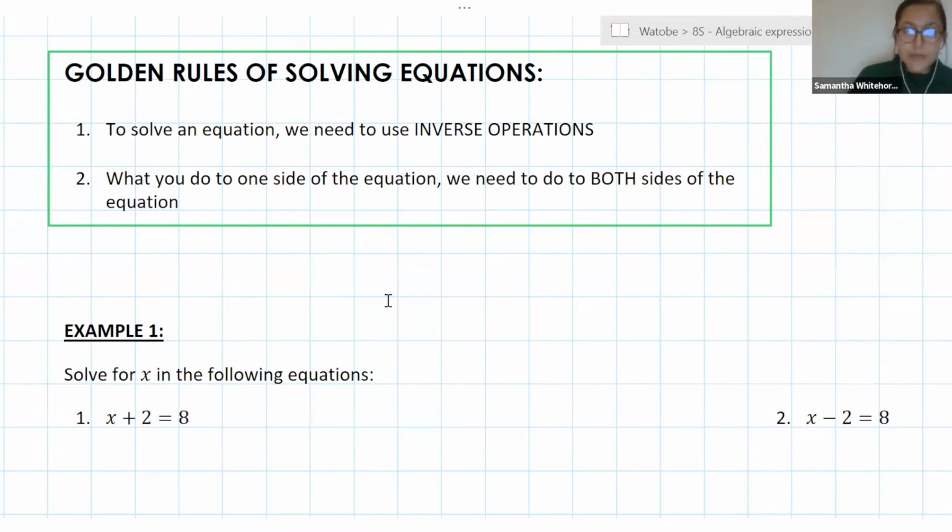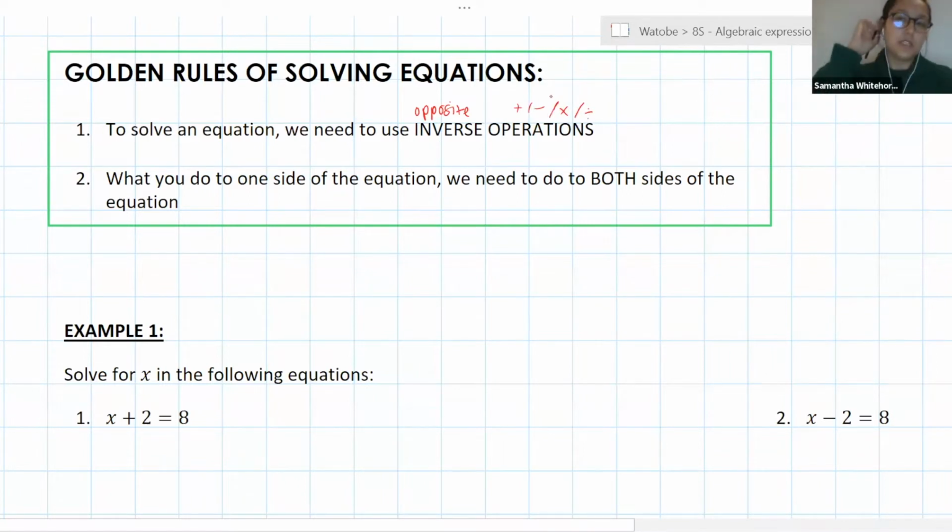Okay, just quickly, this whole inverse operations thing seems like a very complicated way to say, do the opposite thing. Inverse means opposite. An operation refers to your addition, subtraction, multiplication, or division. And you'll see what I mean as we go through these, but basically to solve something, if we want to get x alone, we need to do those inverse operations.